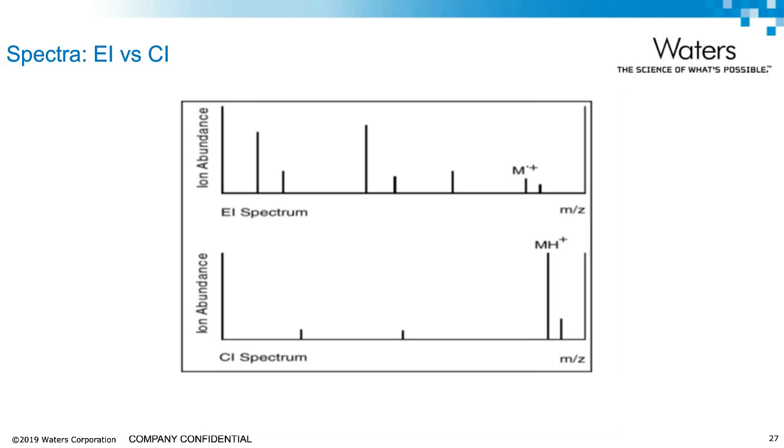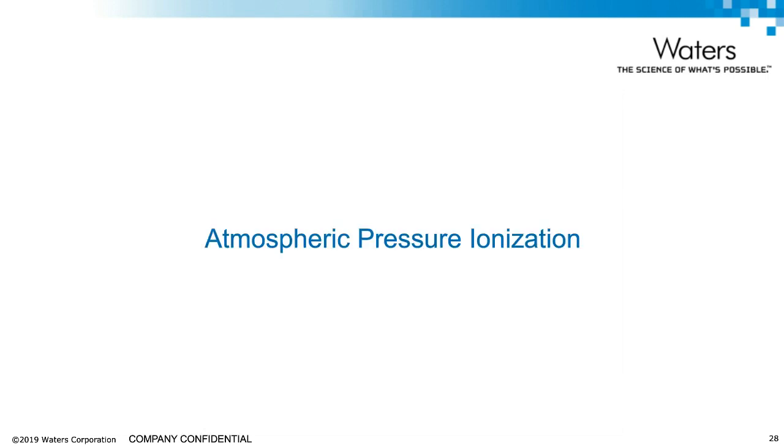In contrast to vacuum ionization, many modern ionization techniques occur at atmospheric pressure. This difference has led to a huge leap forward in the types of molecules that could be analyzed by mass spectrometry.